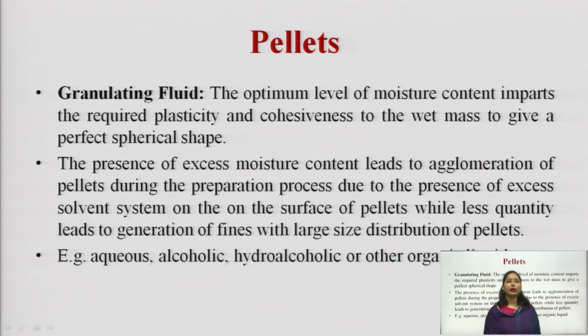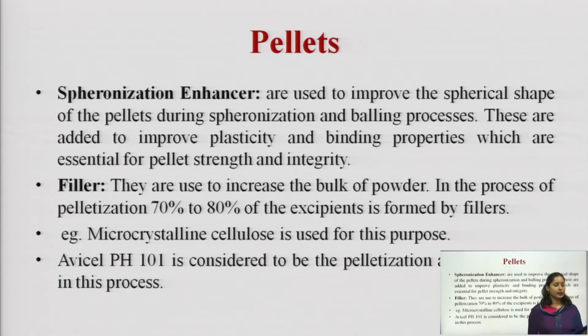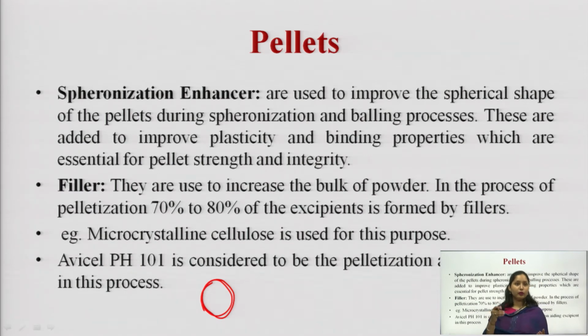content. Then for that purpose we can use any aqueous solvent, alcoholic, hydroalcoholic or other organic liquids. Then spheronization enhancers. Okay. The role of the spheronization enhancer is to improve the shape, the spherical nature of the pellets. The ingredient or excipient we use to make them all spherical is called the spheronization enhancer. So, spheronization enhancers are used to improve the spherical shape of the pellets during the spheronization and balling process.